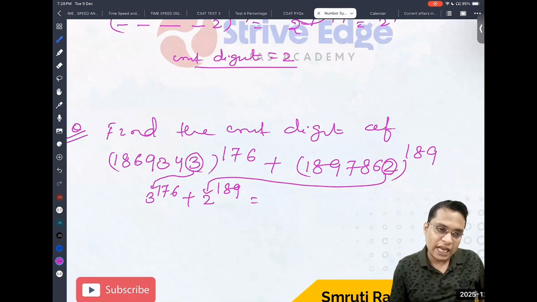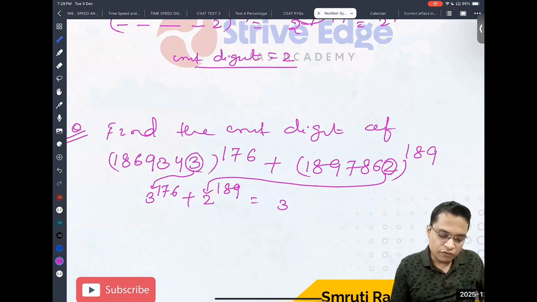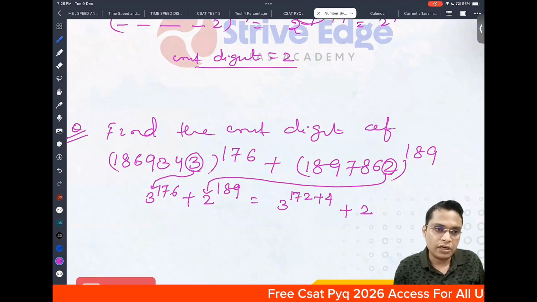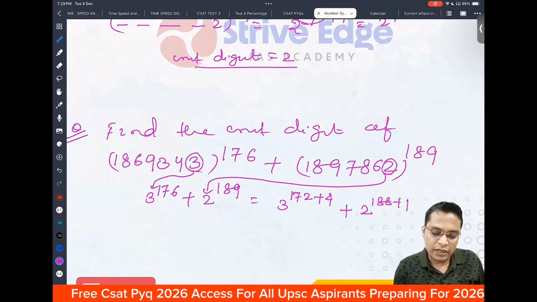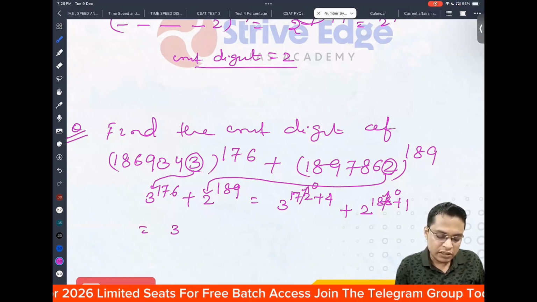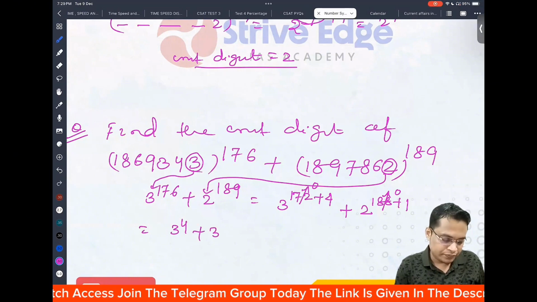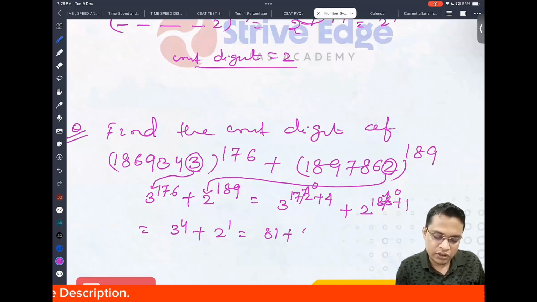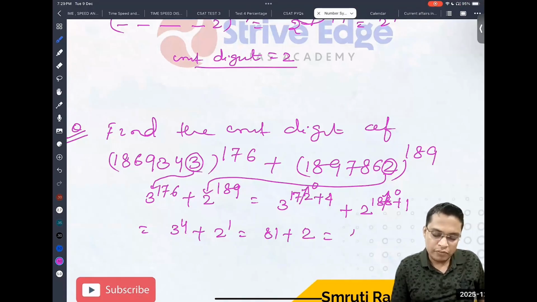Okay. So cyclicity is 4. So we have to convert this into multiple of 4 plus something. So it is 3 to the power 172, this is multiple of 4, plus 4, na. So I can rewrite this as 2 to the power 188 plus 1, na. Okay. It is multiple of 4, so I need to eliminate. So now it is 3 to the power 4 plus 2 to the power 1. 3 to the power 4 is 81 plus 2. So if you find the sum, you will find 83, na. And what is the unit digit? Unit digit is 3.